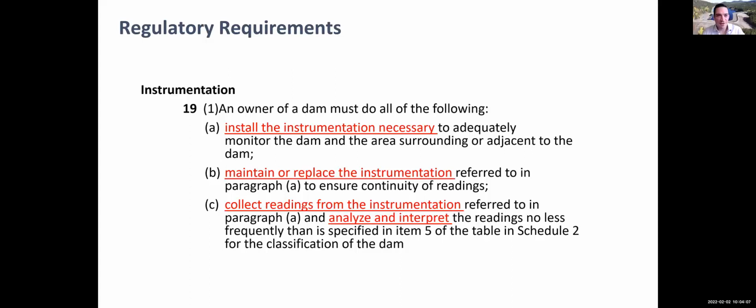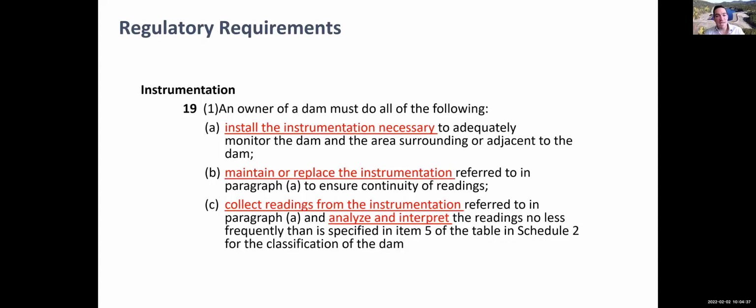Yeah, so we'll try to fly through this, but we do want to summarize the regulatory requirements. I would say they are great minimum requirements. So to start, this is right out of the short, roughly 30-page regulation. So pertaining to instrumentation, an owner of a dam must do all of the following. So install the instrumentation necessary. So we're going to talk about necessary a little bit today.